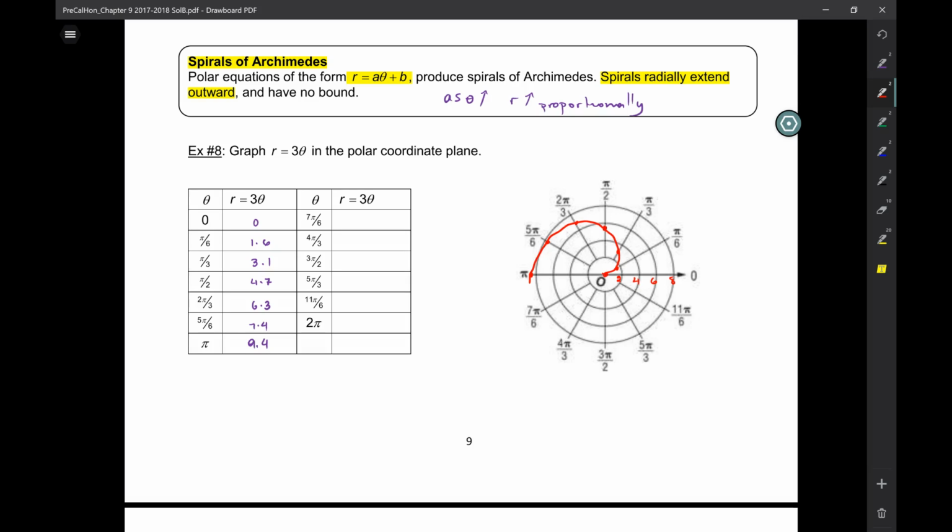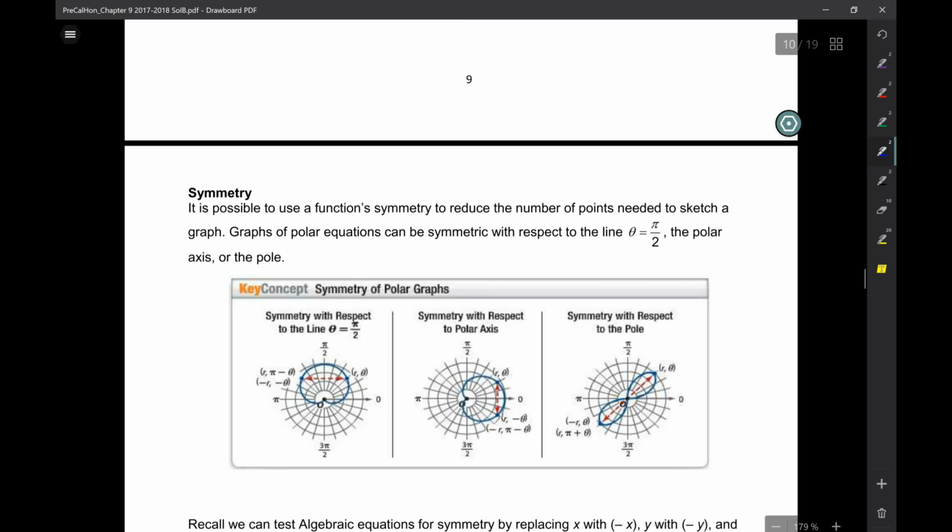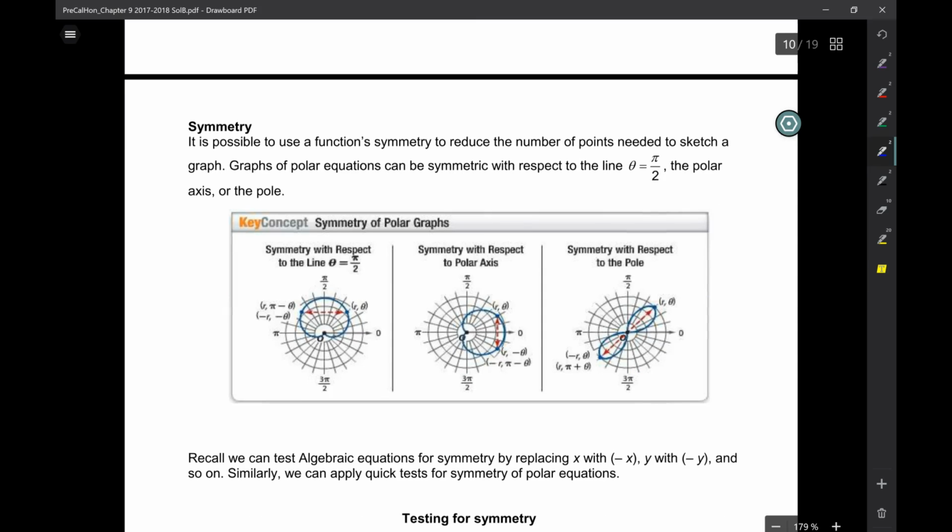Now, if you had, let's say, r equals theta plus 2, then you start at 2, and then you spiral from there. Do you see what I mean? That's how it works, it's just a translation, okay? All right. Symmetry.